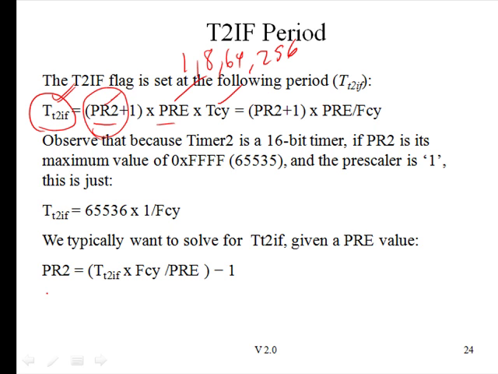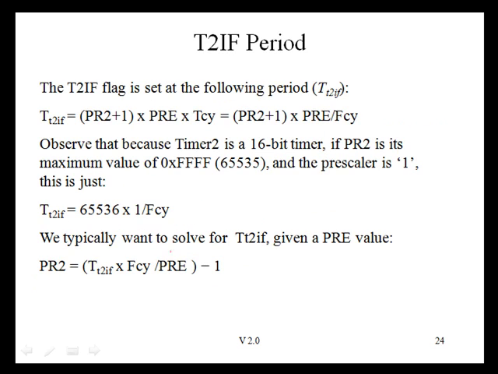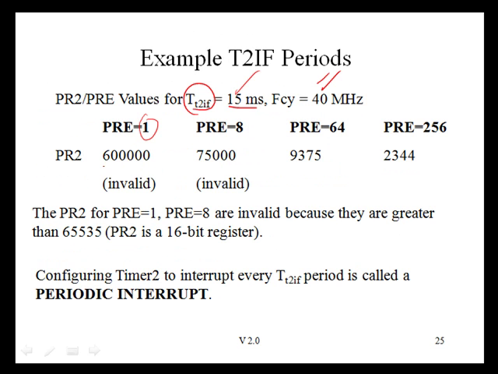So solving for PR2, we get this equation right here, which is going to be the equation that we end up using a lot to determine the PR2 value necessary to get a particular timeout value. So let's do some example calculations. Suppose that we want this timer 2 interrupt flag to be set after 15 milliseconds and that our instruction cycle frequency is 40 megahertz. If we take this value and this value here and also the prescale and plug that into this equation, we'll find that PR2 is equal to 600,000.